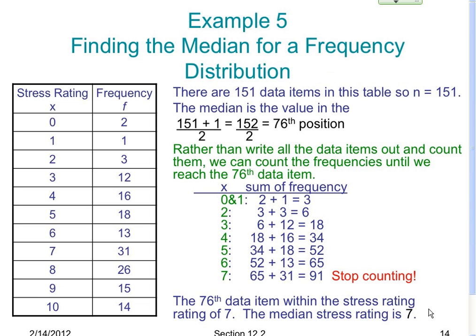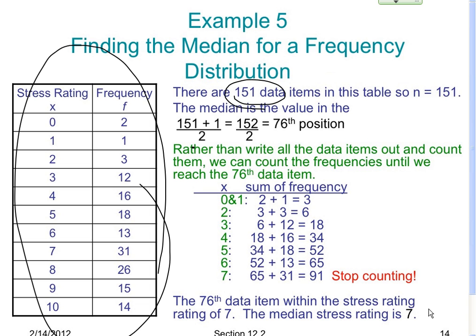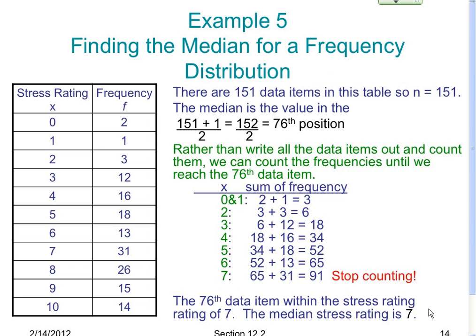Remember this frequency distribution table, we had 151 data items. Okay, so this would be a case where you wouldn't want to write out every single number to find the middle one. So we know that if we take 151 and add 1, and then divide by 2, this tells us the position of the median. So the 76th number in our list will tell us where the median is.